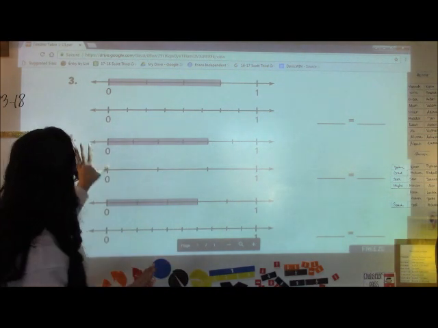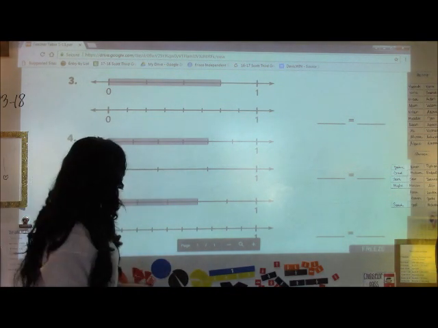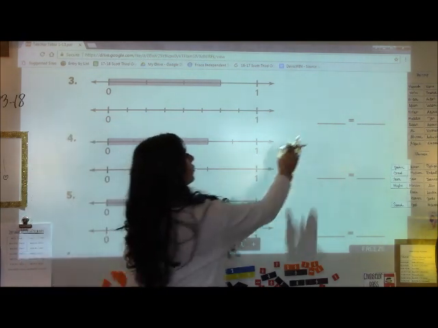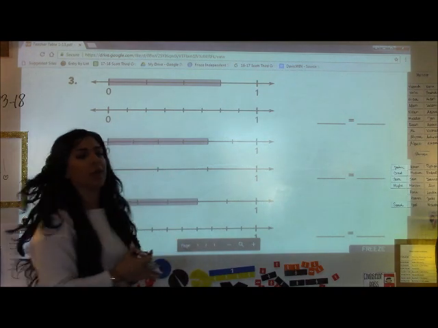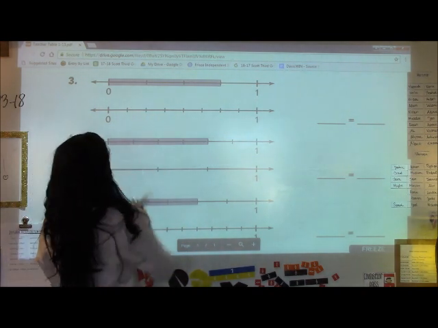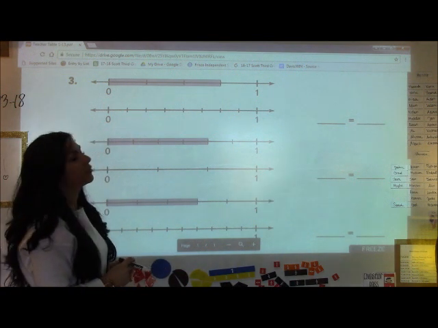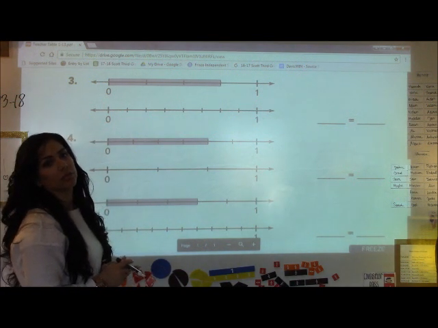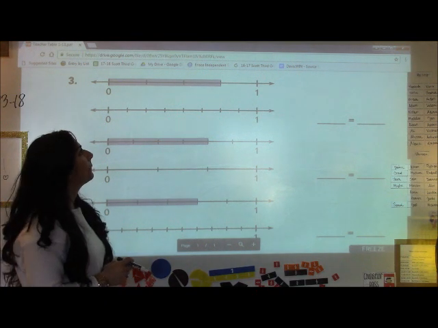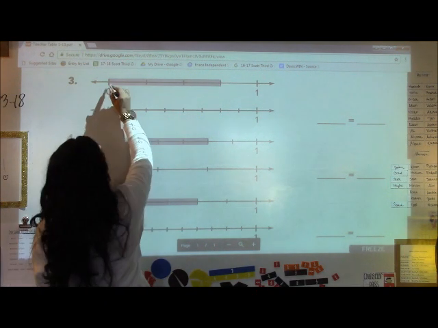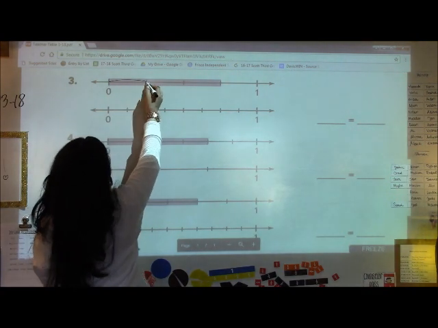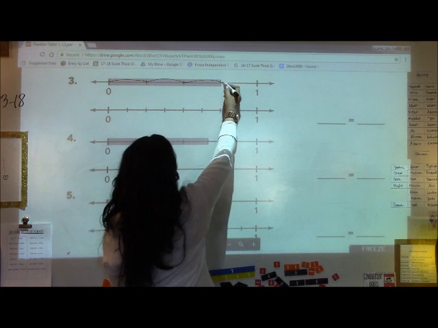Yes. So first I need someone to help me find what fraction goes with this number line, and I'm going to write it right here on the first line. Who's going to help me with that? Leilani. 3/4. 3/4. Okay, so one way to figure it out is 1, 2, 3, 4.